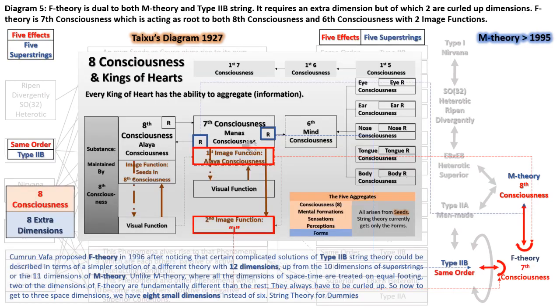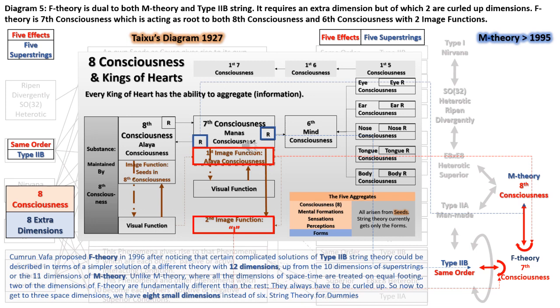In diagram 5, let us look at F-theory. It is said that F-theory is dual to both M-theory and type 2b string. It requires an extra dimension but of which two are curled up dimensions. F-theory is seventh consciousness in Yogacara Buddhism, which is acting as root to both eighth consciousness and sixth consciousness with two image functions. F-theory is dual only to type 2b string because it is the effect of same order, which is the effect of direct cause.